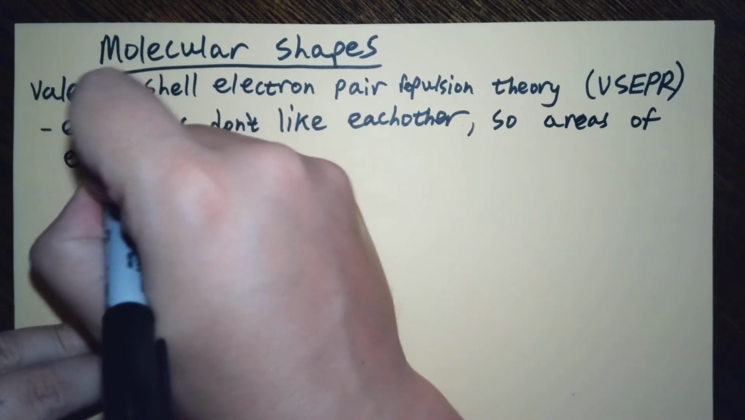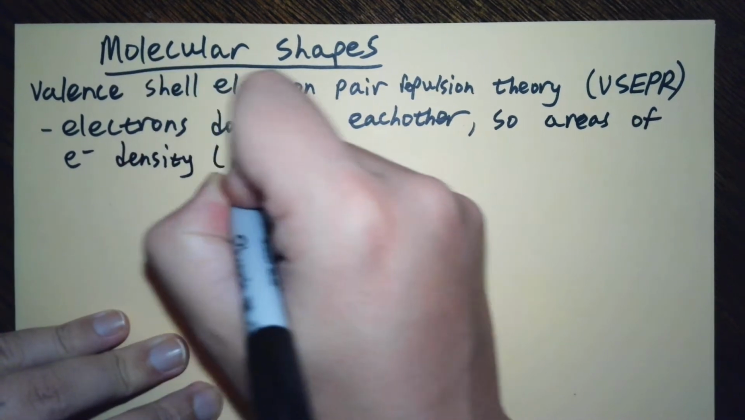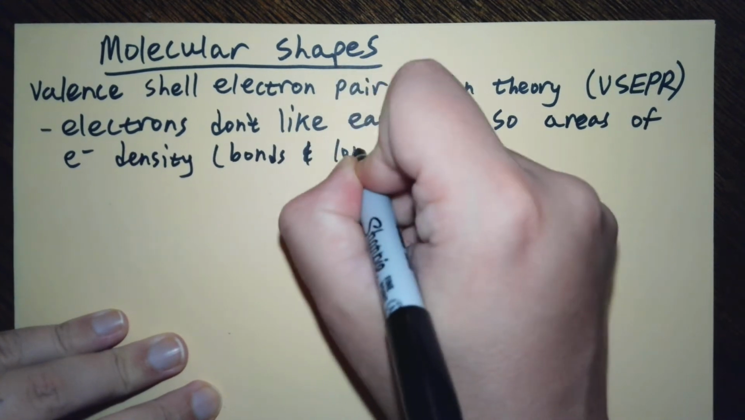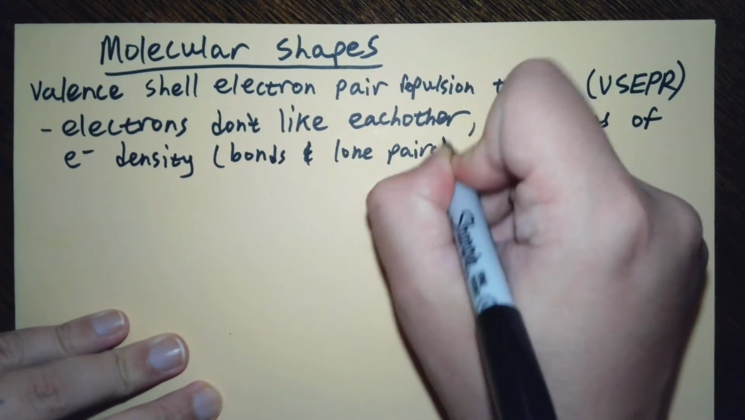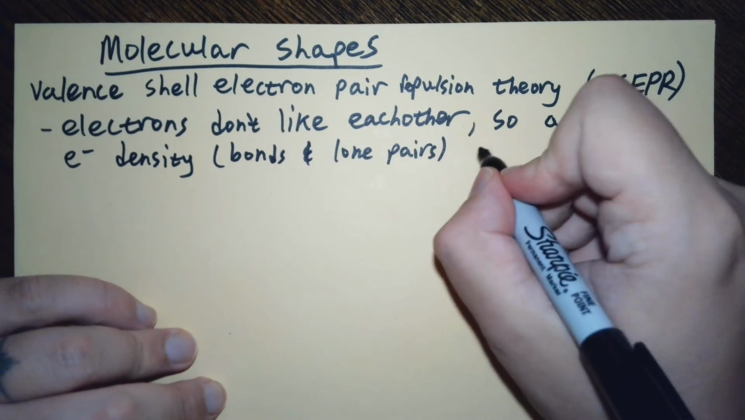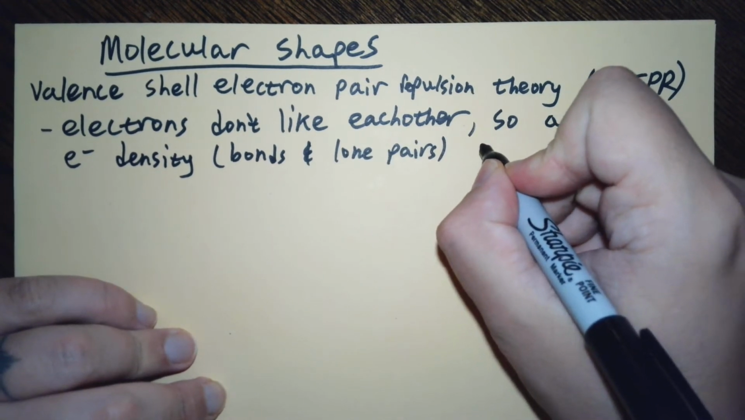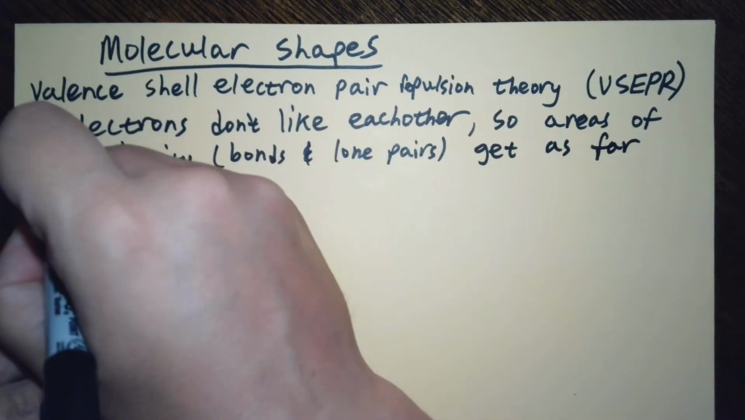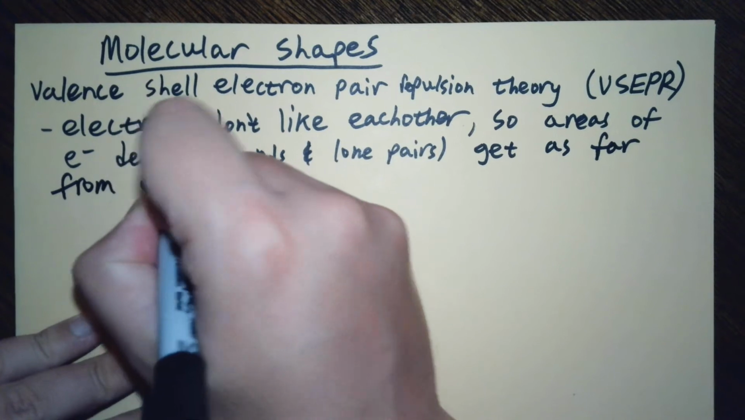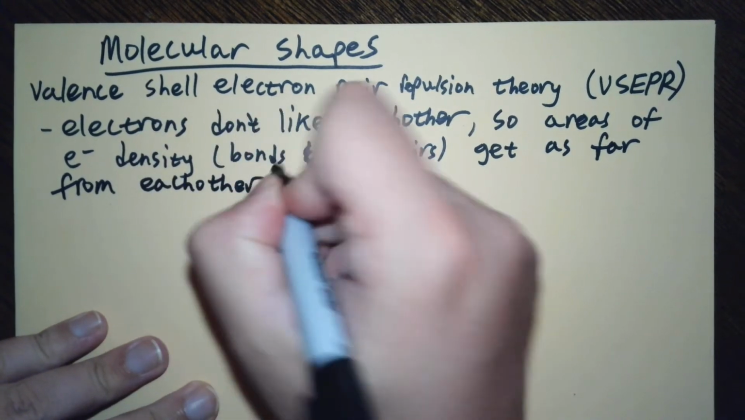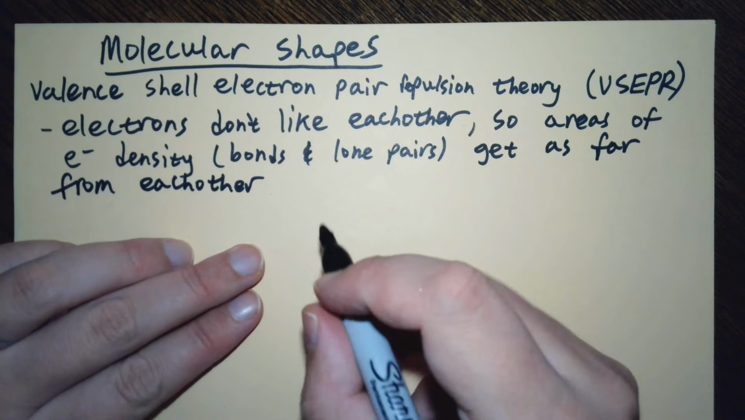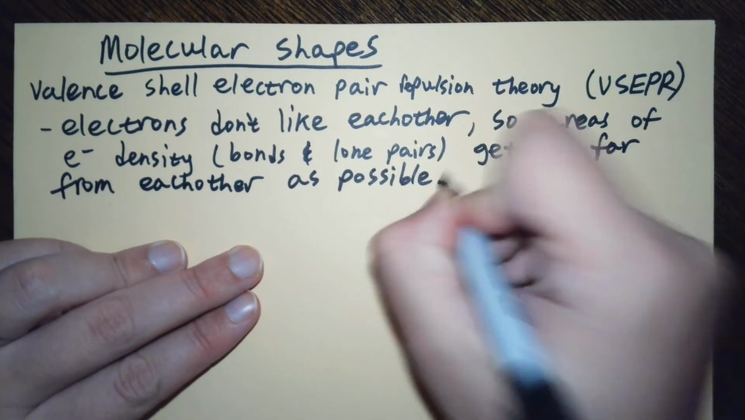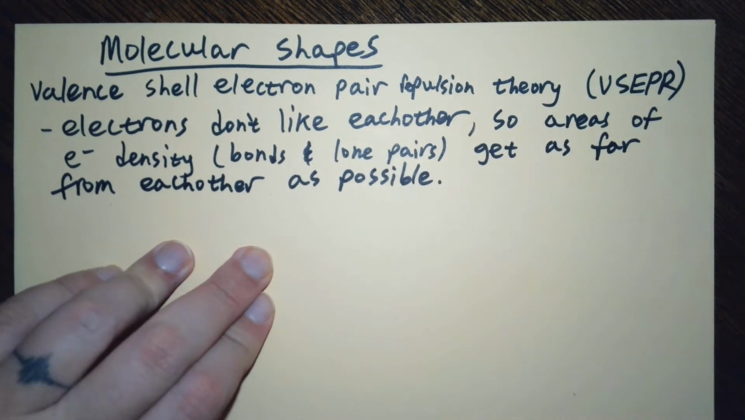So areas of electron density, i.e. bonds and lone pairs, get as far from each other as possible. I definitely wrote this definition. It's not hard to tell when I write one and when I just steal it out of the book or off of Wikipedia or something, because I definitely use very, very casual language.